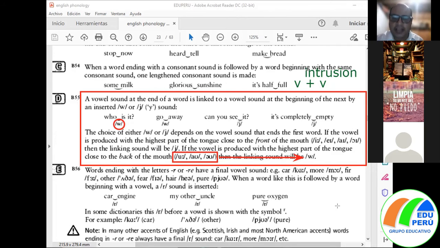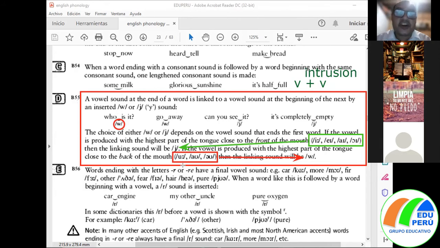Now, when do we use the consonant ya? The consonant ya is used to connect the vowels when the first word finishes in the vowel e, a, i, oi, or i. So you're going to use the consonant ya. So this is the rule: wa when the first word finishes in the vowel u, ow, o; and ya when the first word finishes in the vowel e, a, i, oi, i. Don't forget it.